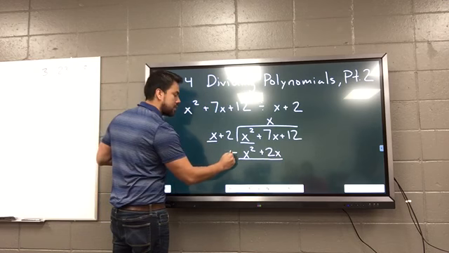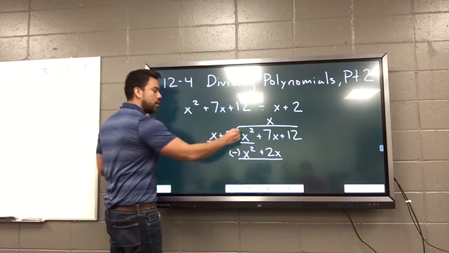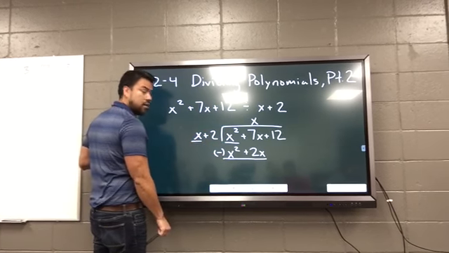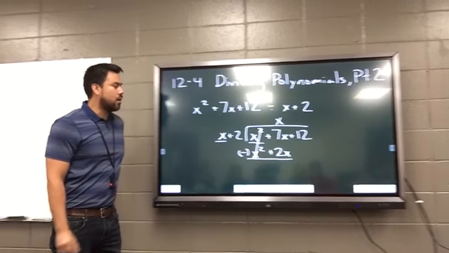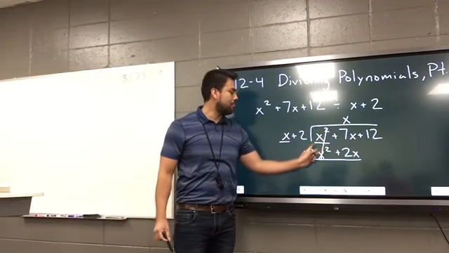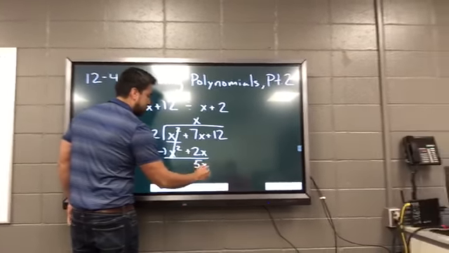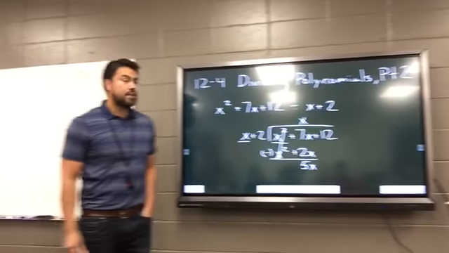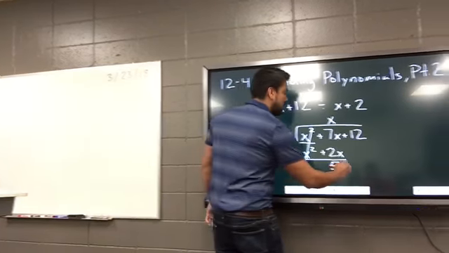So I'm going to do it like this. I'm going to draw this little subtraction sign. So what's x squared minus x squared? Anyone know? Yeah, 0. They cancel out. What's 7x minus 2x? 5x. Okay. Then brother stands for? Bring down. Bring down.